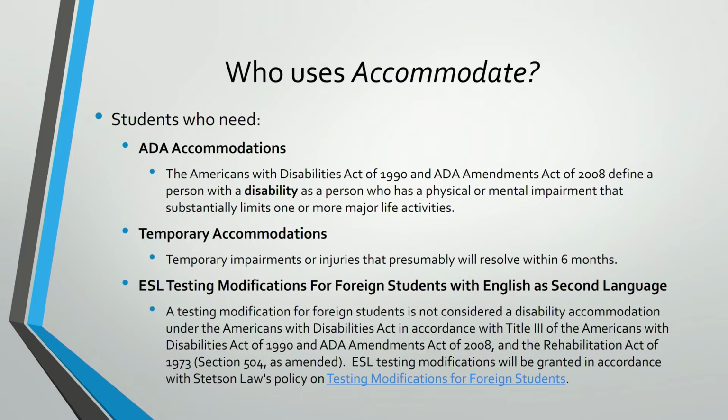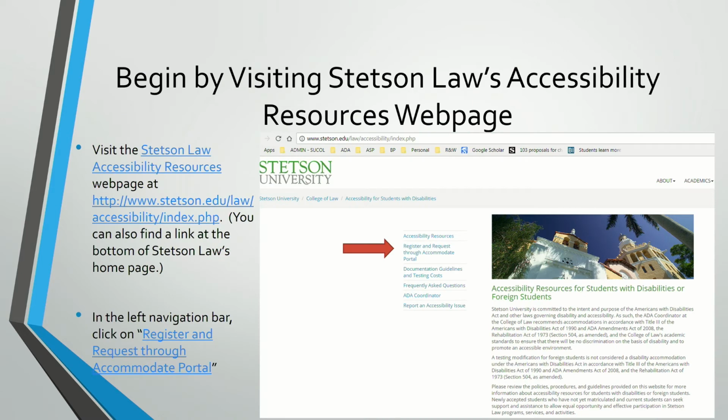Please note that a testing modification for foreign students is not considered a disability accommodation under the Americans with Disabilities Act, in accordance with Title III of the Americans with Disabilities Act of 1990 and the ADA Amendments Act of 2008 and the Rehabilitation Act of 1973. ESL testing modifications will be granted in accordance with Stetson Law's policy on testing modifications for foreign students. It is essential that you follow the policies and procedures established for requesting accommodations and/or modifications. Failure to follow these policies may delay implementation of any granted accommodation or testing modification.